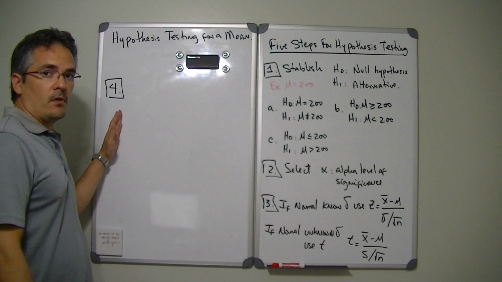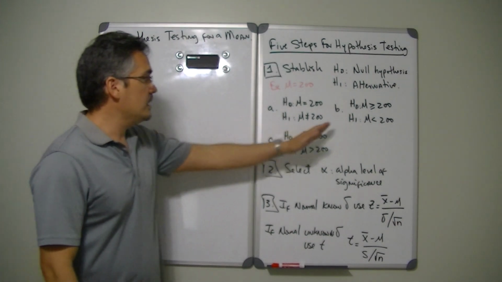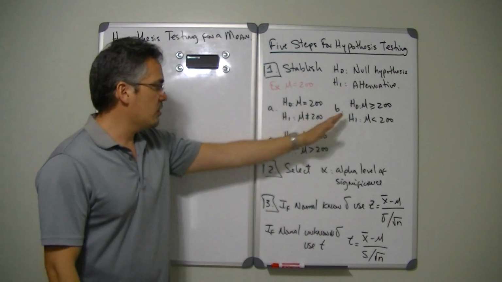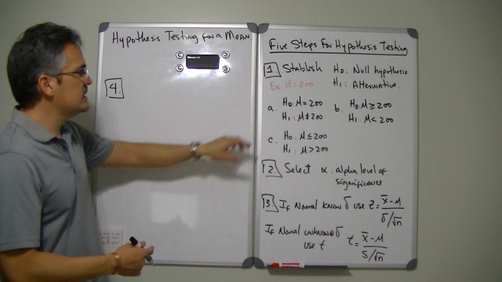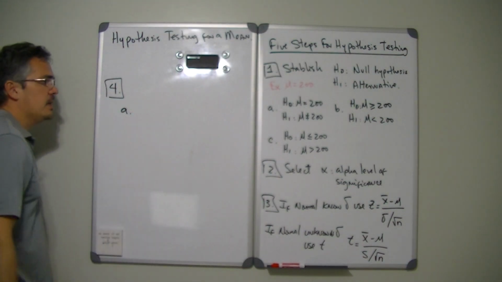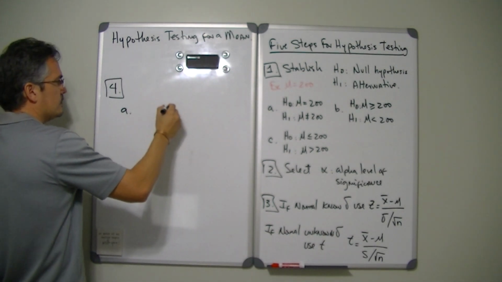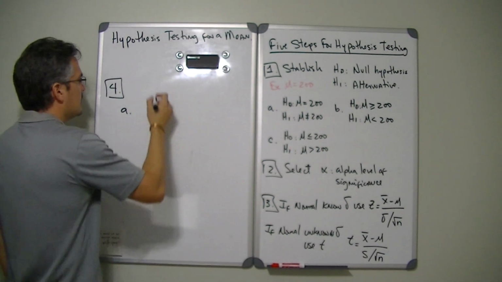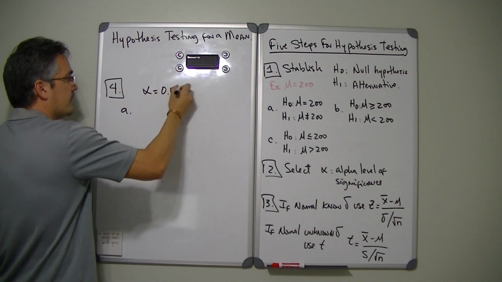Now step number 4 setup depends on which one of these 3 you set up for your H0 and your H1. So I'm going to do them all one by one. So if you imagine that you set up this, let's call it A. Alright? Now if you set up A, and let's assume that we have an alpha in this case of 0.05.